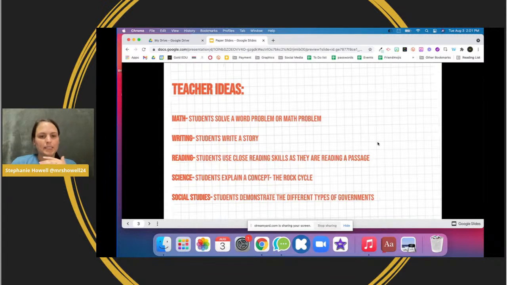But here are just some ideas, okay? So if you teach math, you could use it to have students solve a word problem or a math problem. If you're doing writing, students can write a story. If you're doing reading, they can maybe work on close reading skills. And then if you're doing science, students explain a concept like the rock cycle. And then finally, social studies, students demonstrate the different types of maybe governments or something like that.